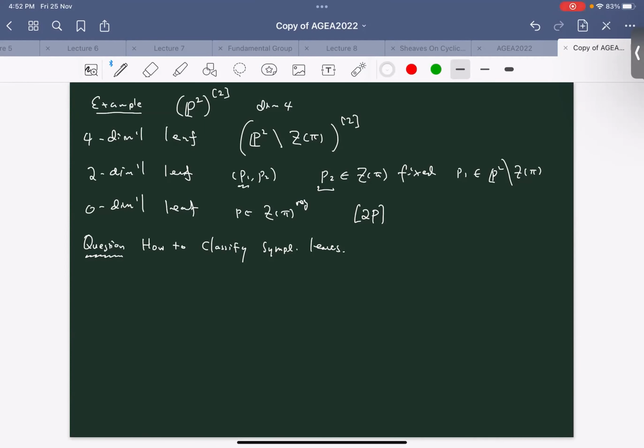Okay, so we have to make it precise. What do we mean by classify? Is it just set theoretical, or usually in algebraic geometry, we expect to have some notion of invariance, discrete and continuous, right? So the question.